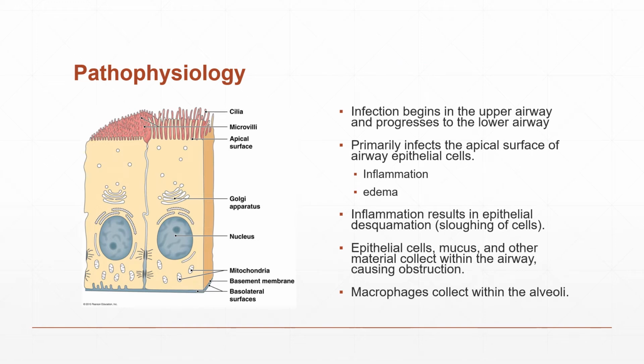RSV primarily infects the apical surface of epithelial cells within the airway, causing inflammation and edema. Desquamation of epithelial cells and the collection of mucus and other material cause further obstruction, while macrophages collect within the alveoli to cause hypoxemia and hypoxia.